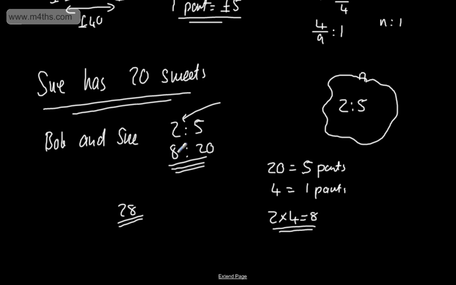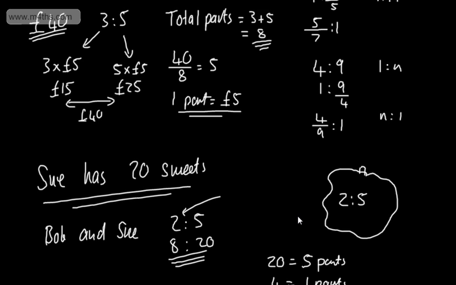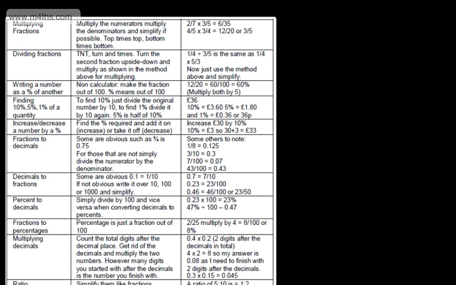You can write equivalent ratios, if you can find one. Or you can say, well, she's got 5 parts. 5 parts is worth 20. That means that 1 part must be worth 4. If he's got 2 parts, 2 times 4 is 8. So that's ratio sharing. Okay, let's just move on.